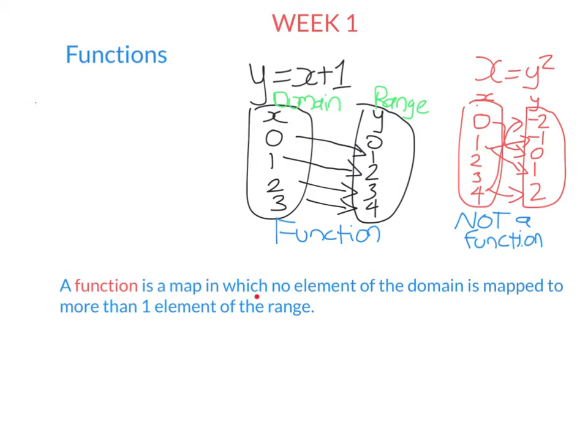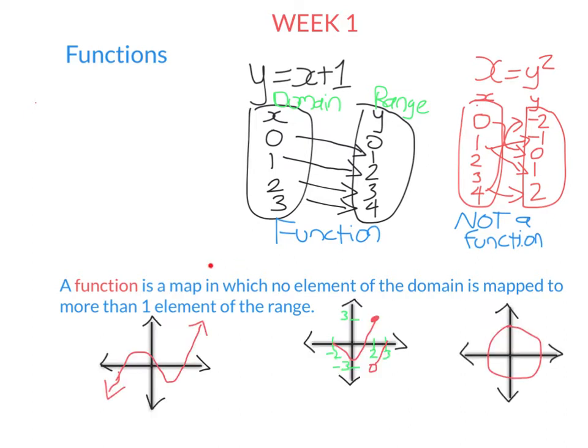So a function is a map in which no element of the domain maps to more than one element of the range. The idea behind this is when it's a function, we only get one answer. Here in this equation, we substitute an x value, we only get one answer for the y value. Whereas here, if we substitute an x value, there is more than one answer for the y value. And we really love it in maths when there's only one answer.